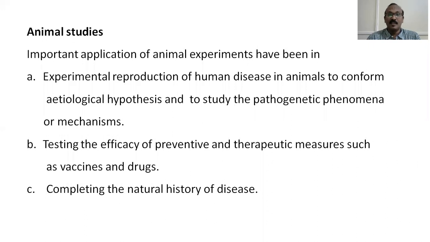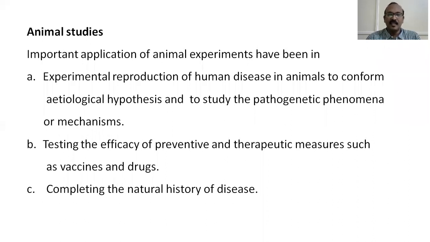The important applications of animal experiments have been experimental reproduction of human disease in animals to confirm etiological hypotheses and to study the pathogenetic phenomena and mechanisms. So to understand the cause and effect of a particular disease, and also how the various pathogenic mechanisms work, studying the natural history is also important. The various pathological changes that occur are understood only because of animal studies. Testing the efficacy of preventive and therapeutic measures such as vaccines and drugs is another application.